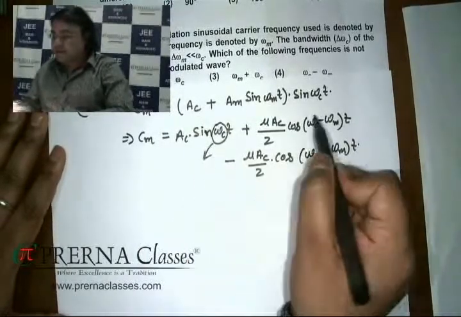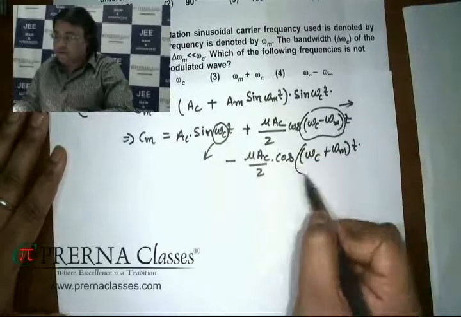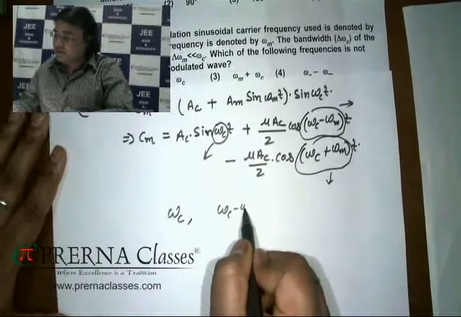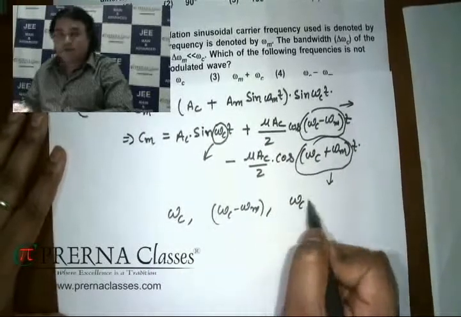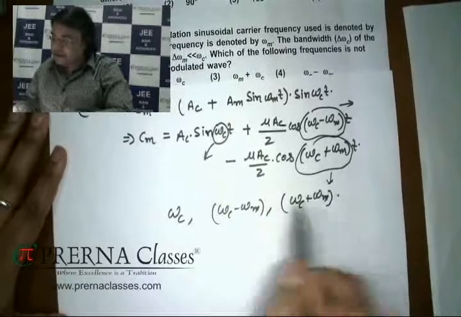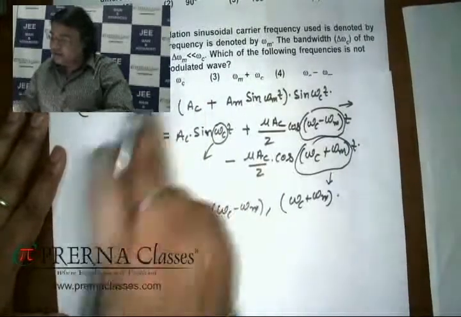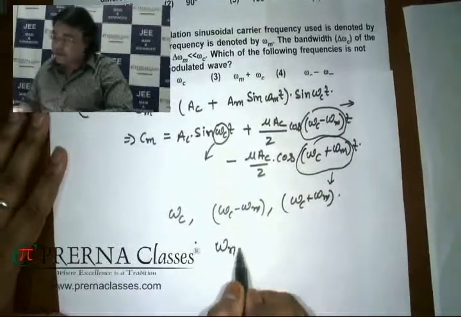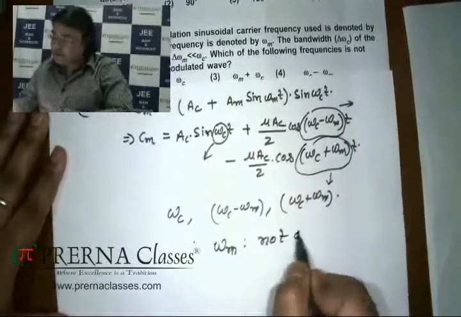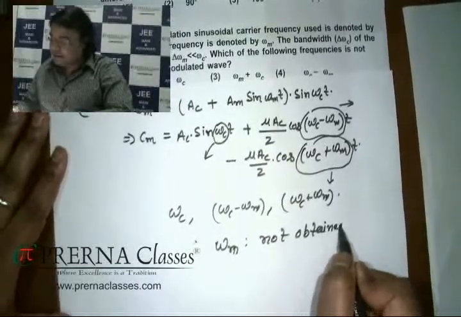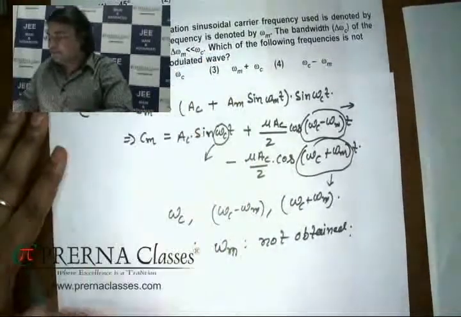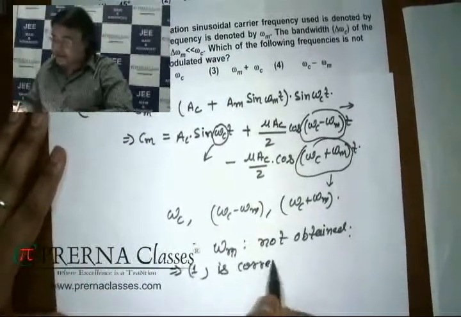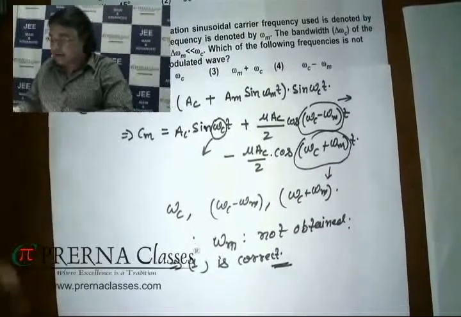So from the given expression, it is obvious we obtain three types of frequency. The frequencies here are ωc, ωc minus ωm, and ωc plus ωm. So we are not obtaining the modulating frequency ωm. ωm is not obtained. Clear? So the correct option will be 1, that implies 1 is correct.